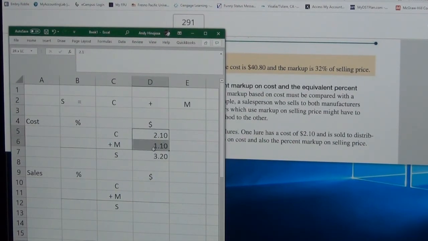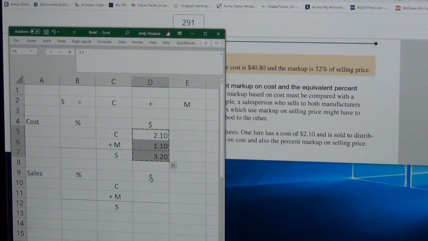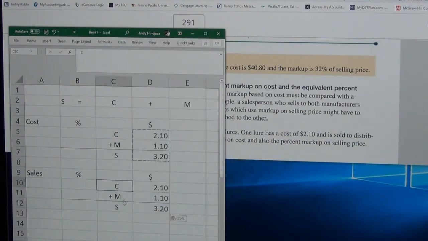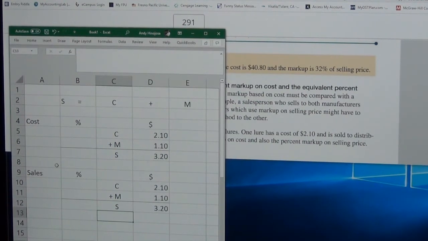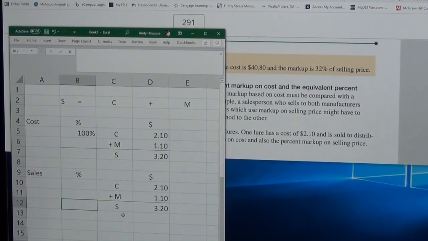Let's go ahead and copy these because this is going to be the same for both the markup on cost and markup on sales. The difference now is that when it's based on cost, this is 100%. We'll go ahead and go to the sales, and this is going to be 100%. Okay? So now we've got to plug in the basis for everything else.